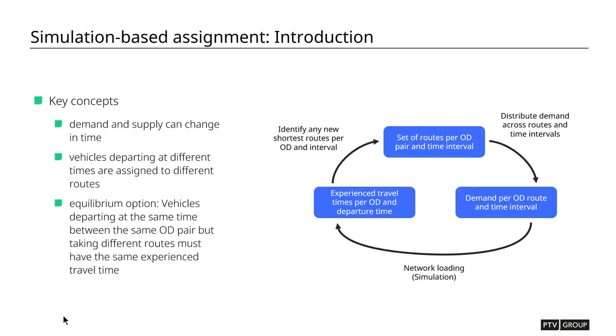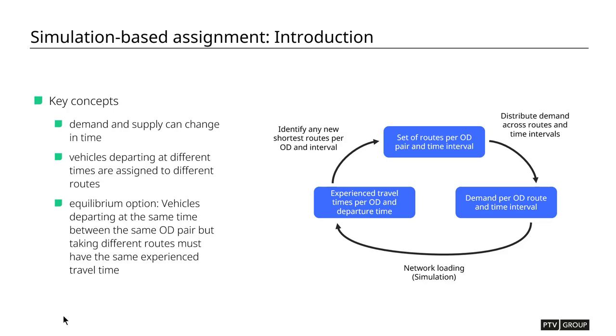So let's now focus on the simulation-based assignment. The basic principle of how the assignment works is similar to static assignments. So there are basically 3 steps. We have the shortest path search, the distribution of demand across the routes, and a network loading process. The first 2 steps are done per time interval. So here we add the dimension of time, and the network loading takes the departure times of the vehicles into account. As mentioned, for the network loading, the simulation is used.